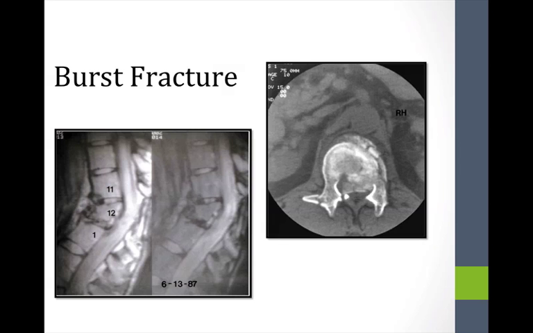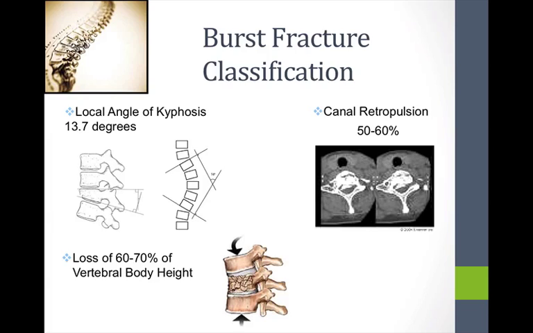In this slide, we can see the MRI of a burst fracture at the T12 vertebral segment. When classifying burst fractures, they look at the following 3 factors: the local angle of kyphosis, the amount of canal retropulsion, and the amount of loss of vertebral body height.